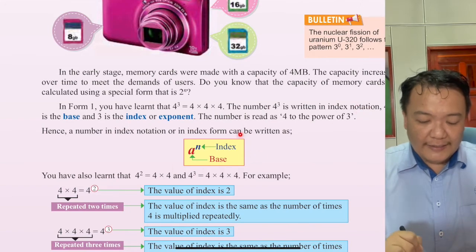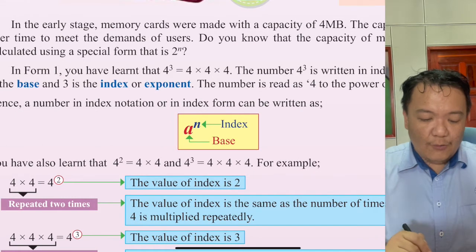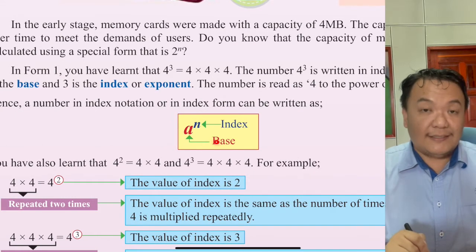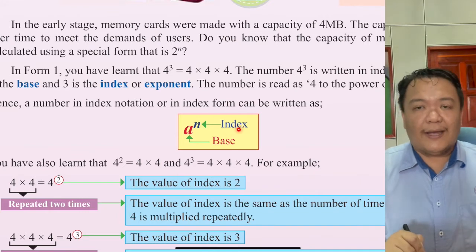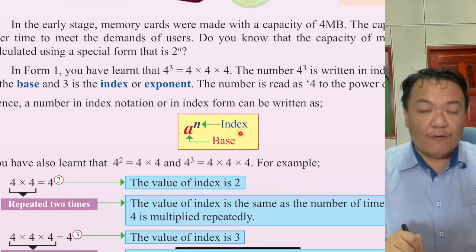This is the general form, where a is the base, and the small n is the index, or we can say it as power, a power of n.